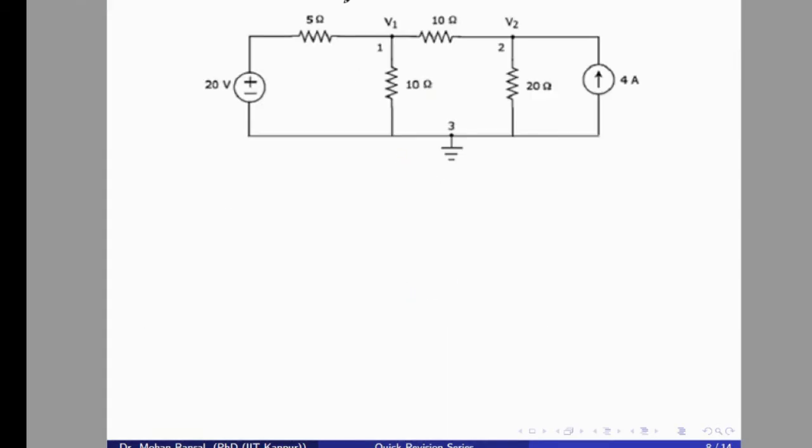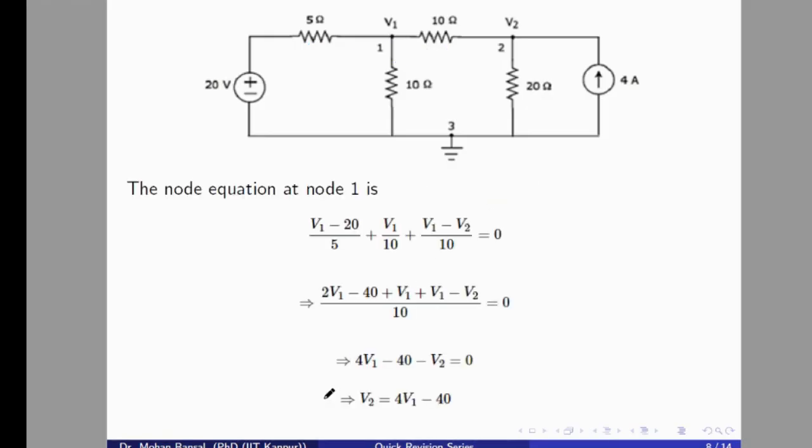So we will get, and we are considering all the currents leaving from this node. So (V1 minus 20) divided by 5 plus V1 divided by 10 plus (V1 minus V2) divided by 10. So we are applying nodal analysis at this node V1, and we will get some expressions from this, that is V2 equal to 4V1 minus 40.